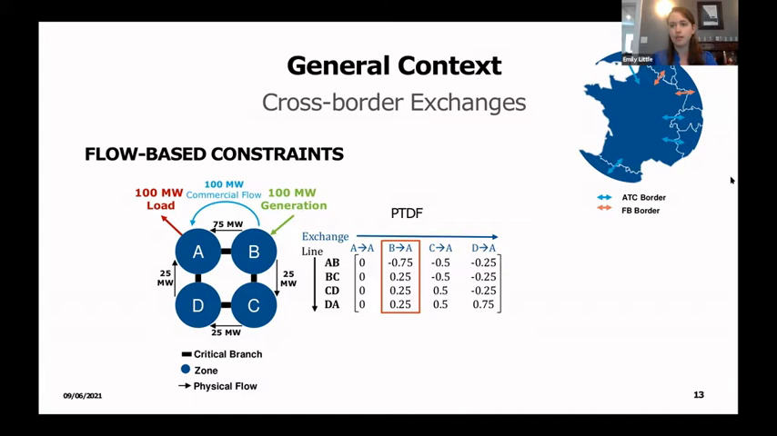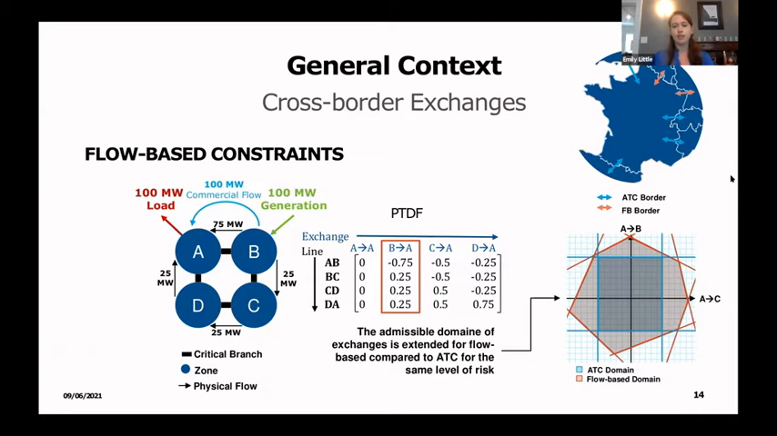So this gives this orange domain here, the shape here, which if we compare it to the ATC method for the same level of risk, we have a larger space, a larger amount of exchanges between European countries that's available to the day ahead market clearing.